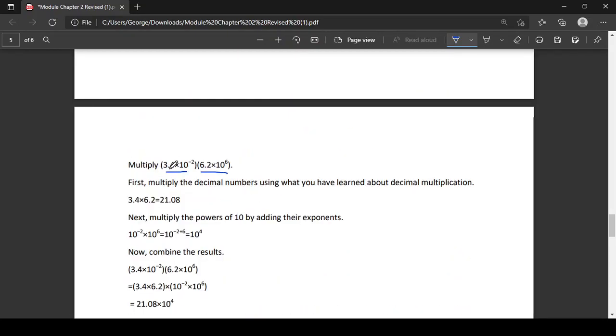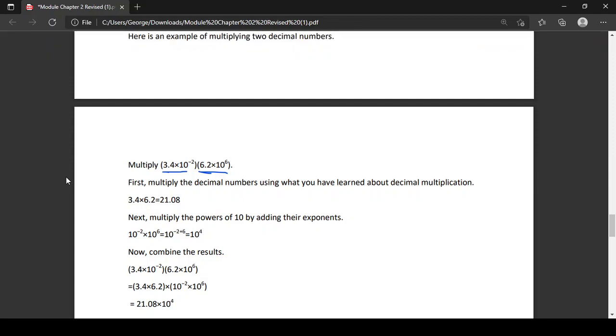Your multiplying factors first. 3.4 and 6.2, sir. Yes. Multiply them. 3.4 times 6.2 is equal to how much? 21.08. Yes, very good, 21.08. 21.08 is now your multiplying factor, times 10.